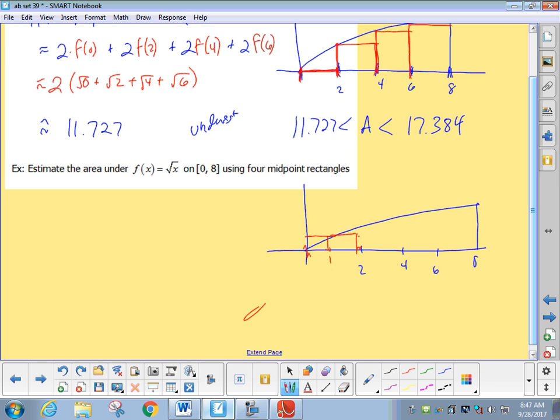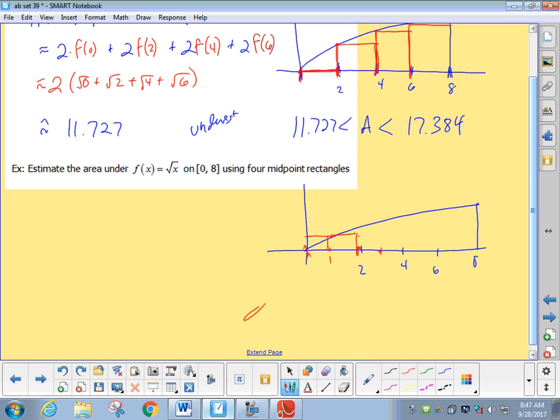0 to 2. So you can see that this is a little funky because it's got a little bit of overestimate area and then a little bit of underestimate, which makes it probably better. Yeah, it's even better. So where's the next height going to be drawn? What x? 3. Yeah, the midpoint from 2 to 4 is 3.